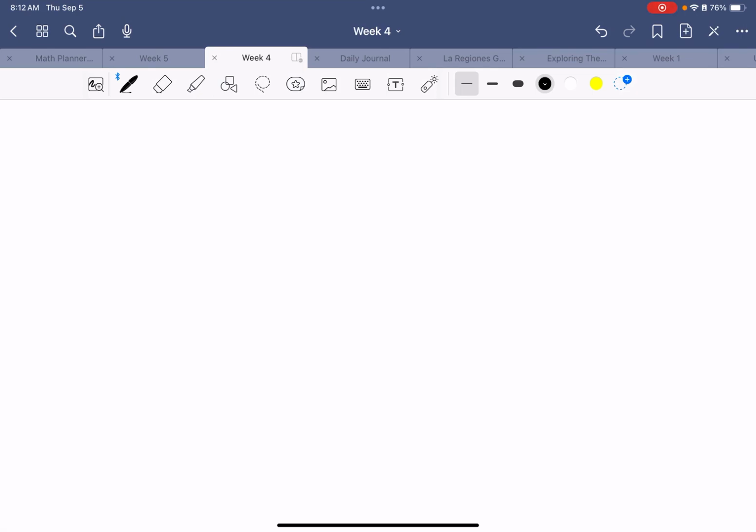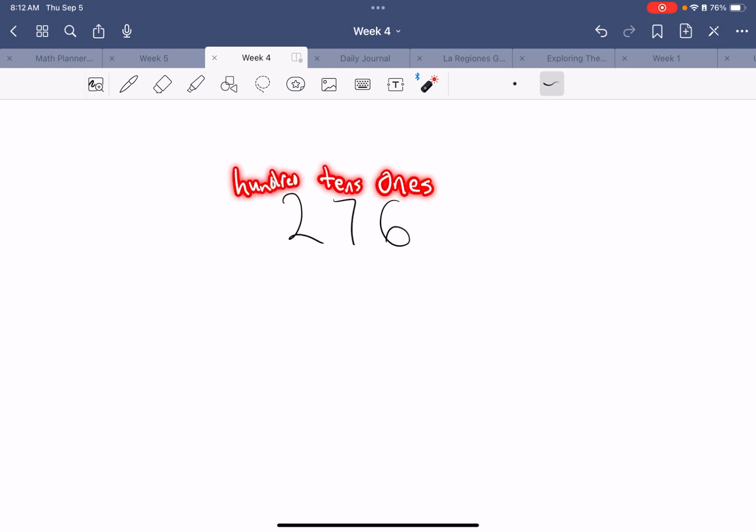Okay, so the way that I do rounding, let's say that I have the number 276, and let's say that I'm rounding it to the nearest 10. So this is the ones place, this is the tens, this is the hundreds. Since this one's in the tens place, I'm going to underline the number that they're asking me to round to, so to the nearest 10. I'm going to circle the number that's next to it, and then I am going to look at the number that I circled.